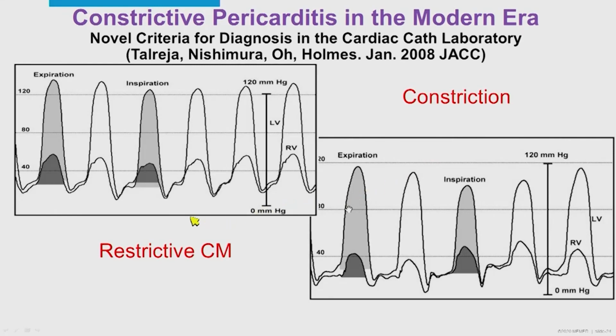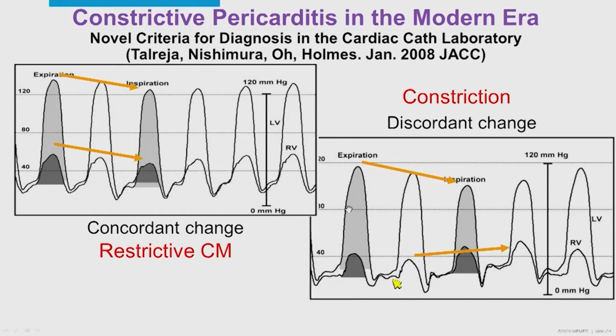If you look at both pressure tracings, one from restriction and one from constriction, both have equalization of diastolic pressures, and really superficially, they look quite similar. You really cannot tell one from the other, right? But in restriction, when you have the simultaneous left ventricular pressure and right ventricular pressure, those pressure changes concordantly. They decrease with inspiration and increase with expiration. But in patients with constriction, it's interesting that LV pressure falls with inspiration, but the RV pressure increases.